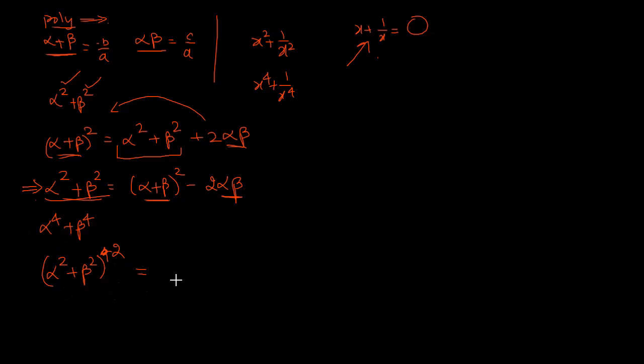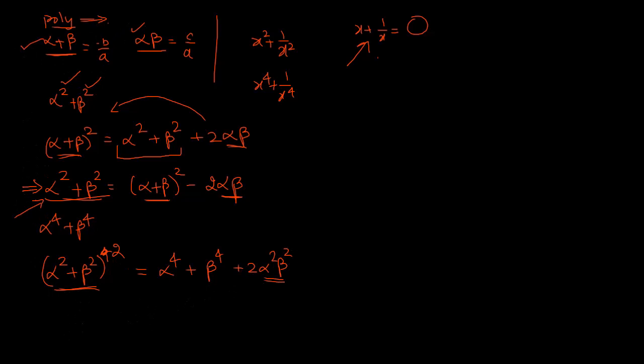So this is actually going to look like a plus b whole square: a square, which is alpha square square, plus b square, which is beta square square, plus 2ab. Here a and b are alpha square and beta square. So what do I have from this? From the polynomial you have these two. From what we found out, we have alpha square plus beta square. I can substitute that here.